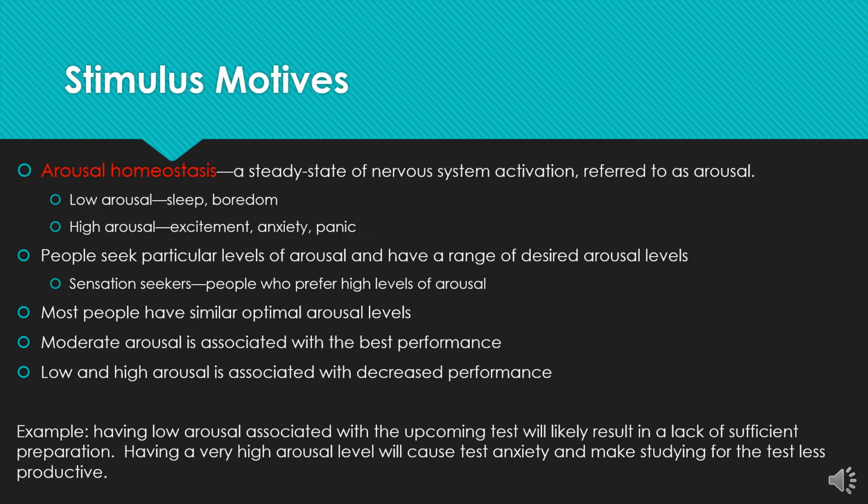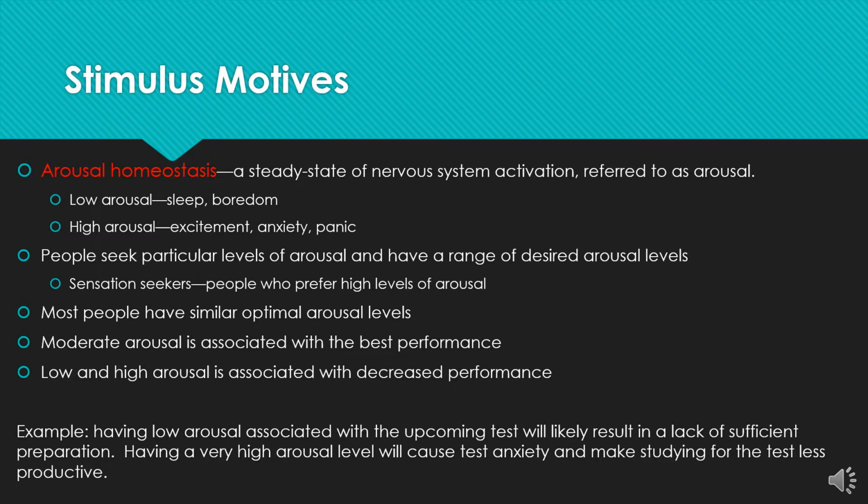In addition to physical homeostasis, individuals also have a need for arousal homeostasis. And arousal homeostasis is a steady state of nervous system activation, referred to as arousal. So how excited someone is, and how excited their system is. Low arousal is associated with things like sleep and boredom. High arousal is associated with things like excitement, anxiety, and at the very extremes, panic.